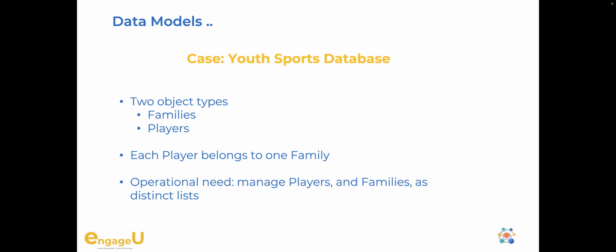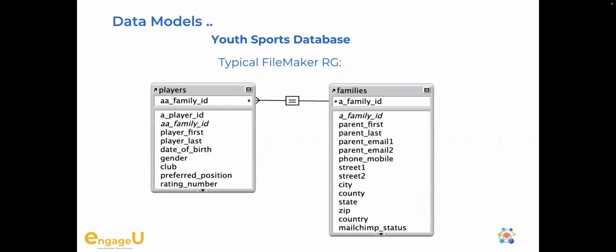And so the family with players embedded, the first example I showed on the screen, is useful for that. So a typical FileMaker relationship graph would have players related to families, et cetera. I'll just leave that up for a second or two, but that's not going to be unfamiliar to you. And we're going to look at typical MongoDB approaches.